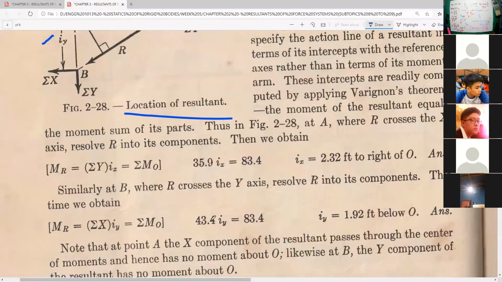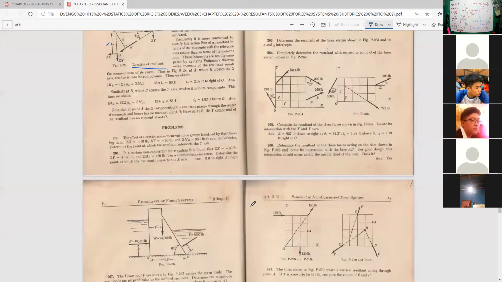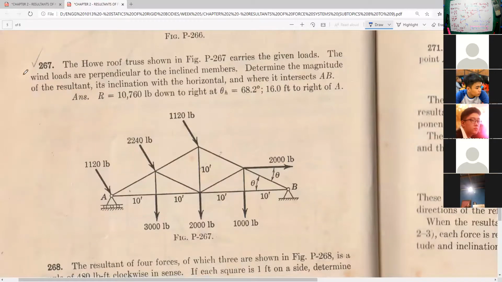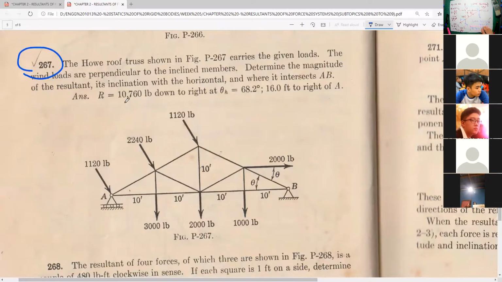If you don't have any questions, let me solve another example problem, to introduce you to trusses. Okay, go to 267.